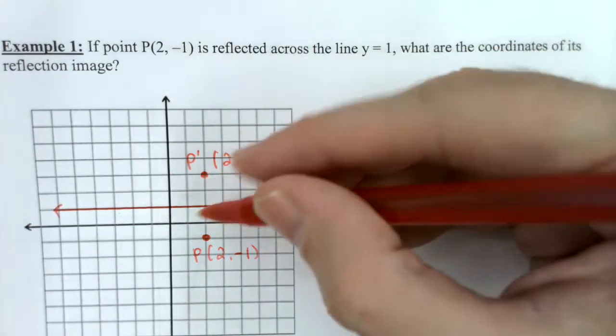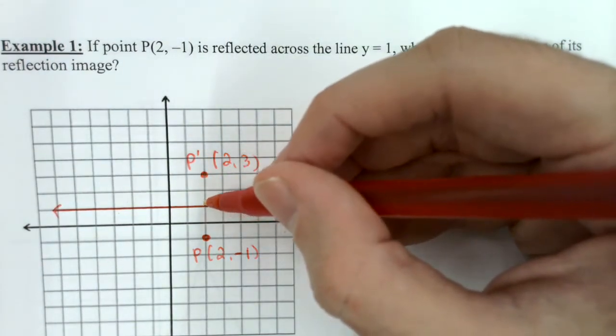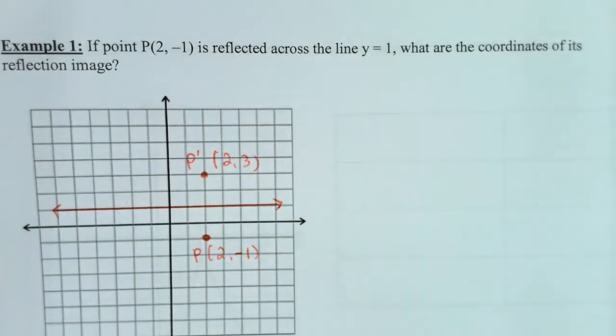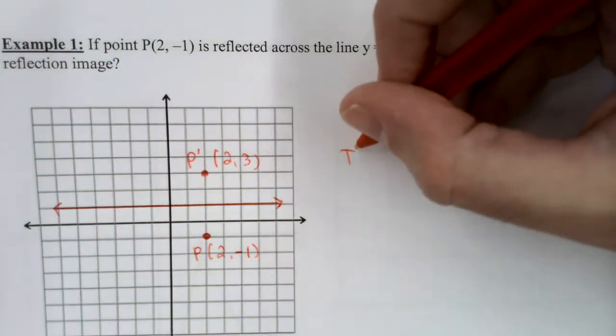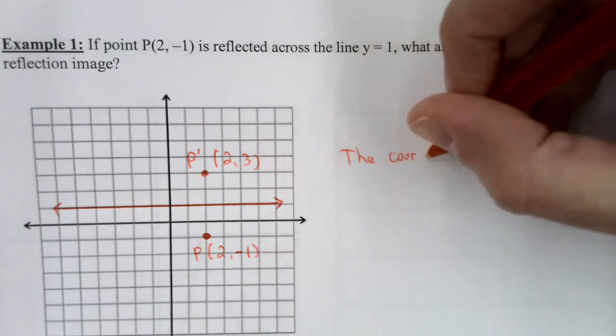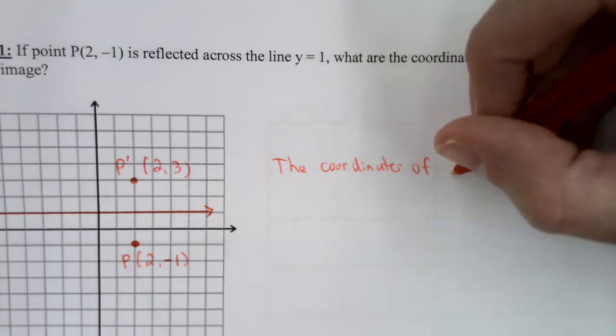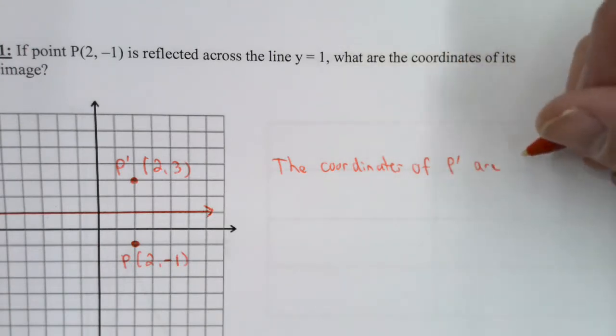Because the line of reflection is the perpendicular bisector to the image and the preimage. It's halfway in between them. So I'm going to say the coordinates of P prime are 2, 3.